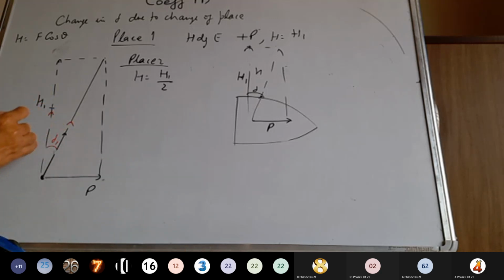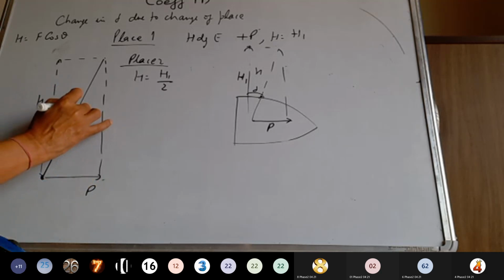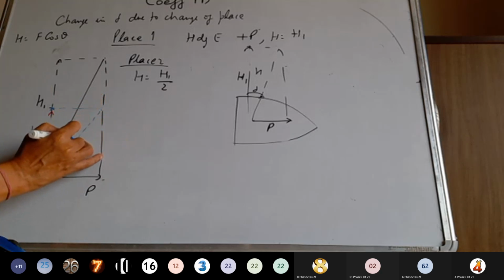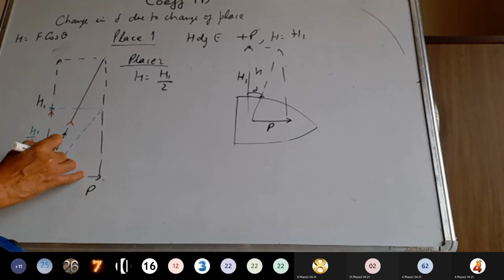It is only up to here. This becomes your H1 by 2, here to here. So now P is remaining the same. So what will be the resultant? The resultant will become this. What will happen? Deviation will increase, right?